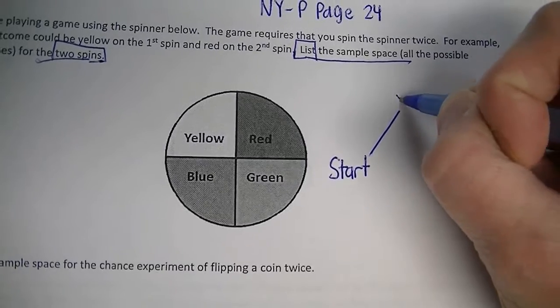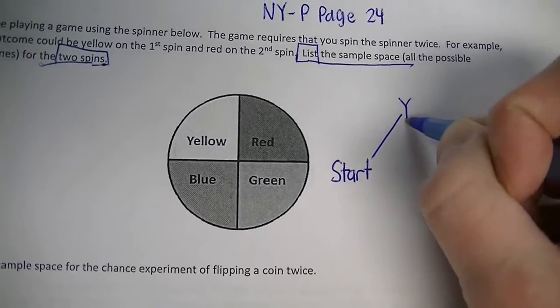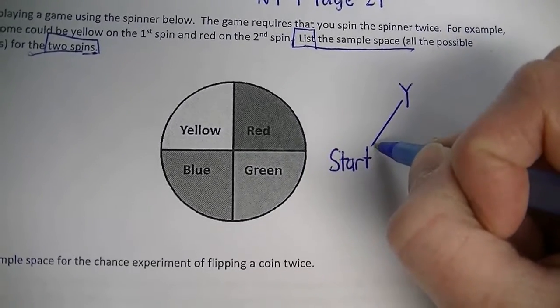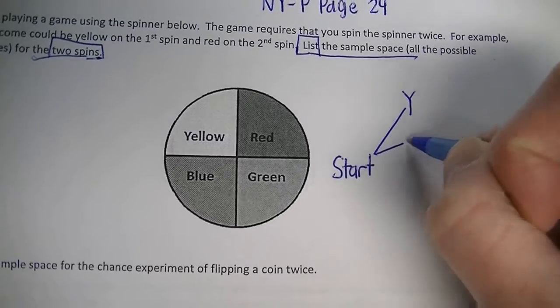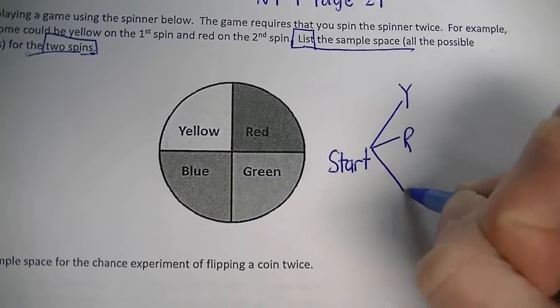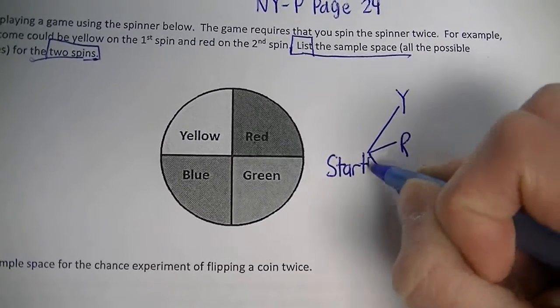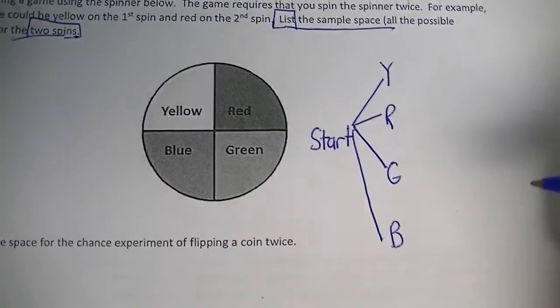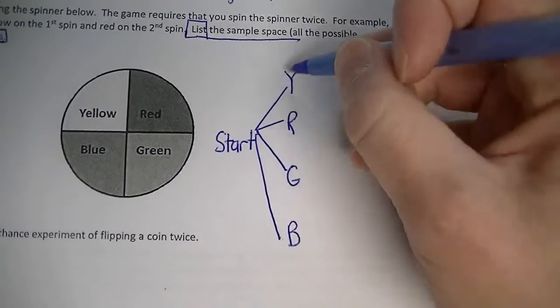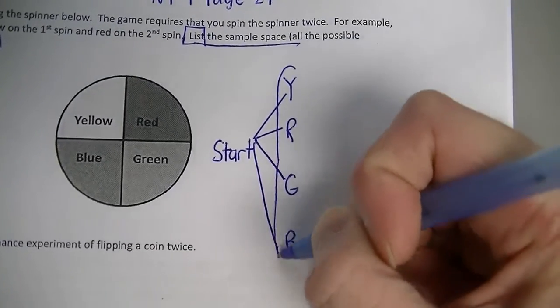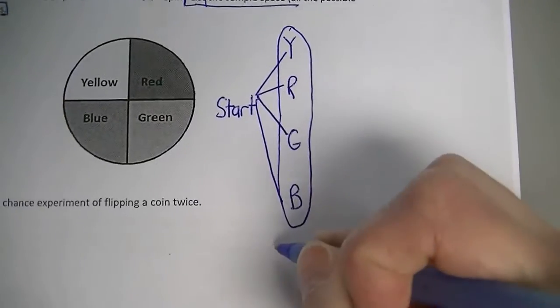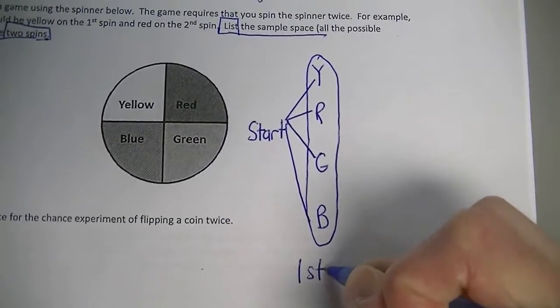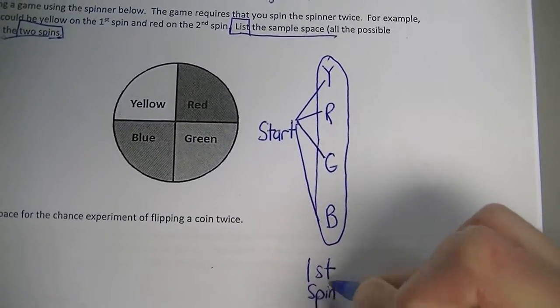And I'm not going to write out the word yellow. I'll just abbreviate it and use Y to represent yellow. And then we've got red, green, and blue. Okay, and that would be the first spin. So to keep myself organized, I'm going to draw a column around that, and I'm going to label that first spin so I don't lose track of where I'm at in this counting tree.